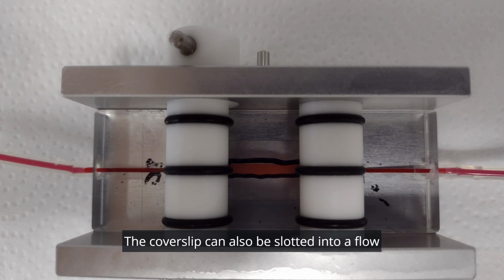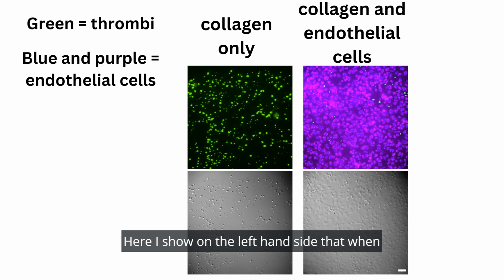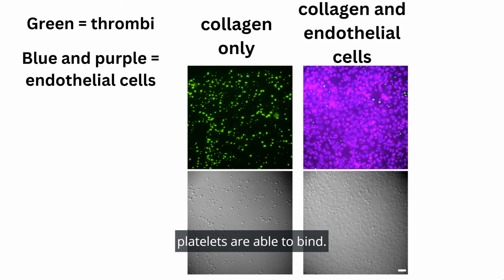The cover slip can also be slotted into a flow chamber and blood pumped through. And here I show, on the left-hand side, that when blood is flowed over collagen, these green stained platelets formed nice thrombi. Whereas on the right-hand side, in the presence of endothelial cells, which are stained magenta and blue, very few platelets are able to bind.